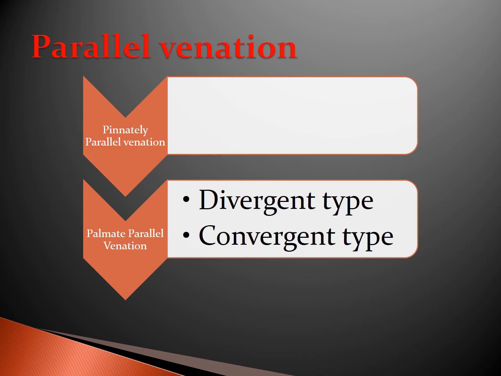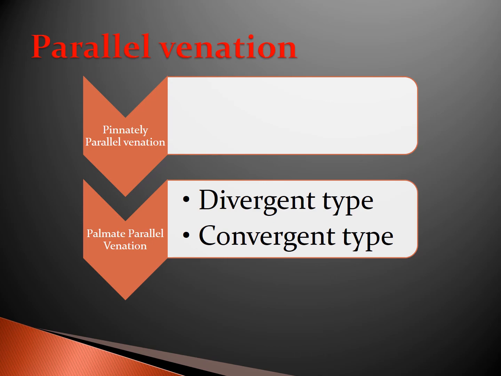What is that? When there is a prominent midrib in the center from which arise many veins perpendicularly and run parallel to each other, that is pinnately parallel venation. Ginger is an example. Then palmate parallel venation is where several veins arise from the tip of the petiole. What is a petiole? Later we'll study it. The petiole is nothing but the bridge between the lamina and the leaf base. Here every vein arises from the petiole; that is called palmate parallel venation.